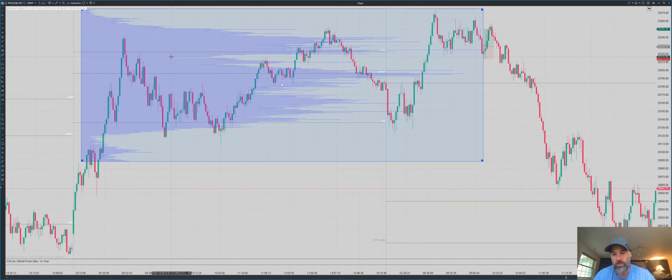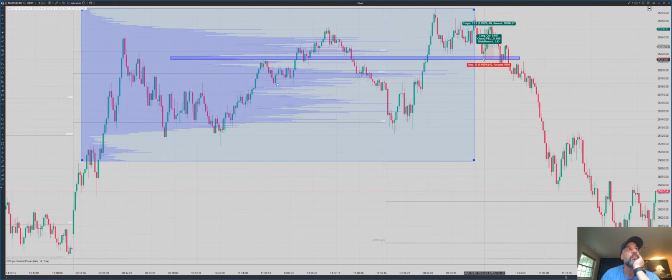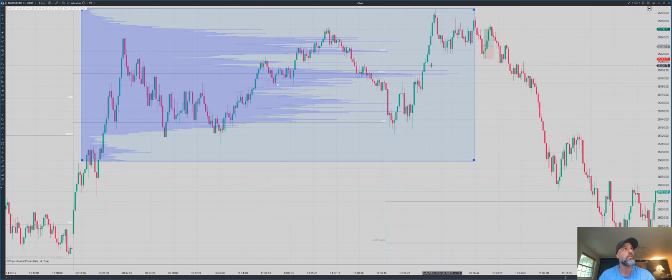And just for kicks, what we'll do is print a rectangle right in that area. You'll notice how nicely that lines up with the area that I was looking at. So price ended up retracing to that gap in the volume profile, essentially the low volume node. And then what I looked for, let me get rid of that.